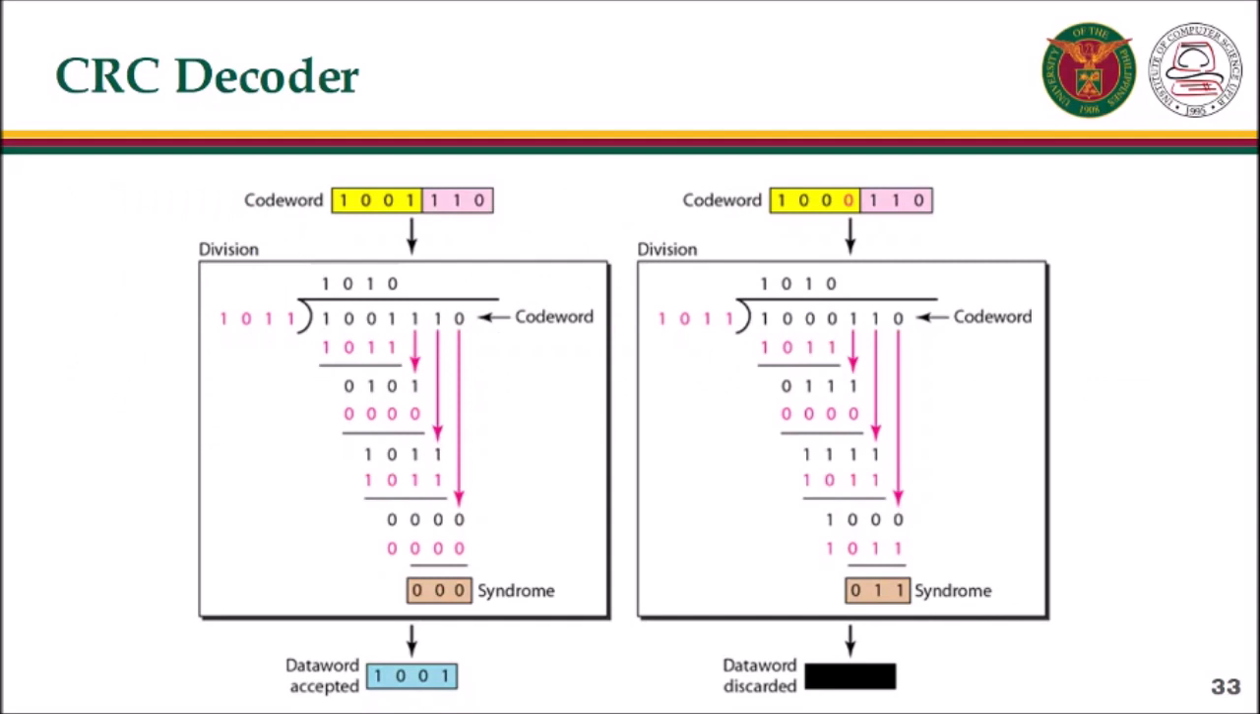The left figure shows the correct code word is received. Doing the same division process as the encoder, since the remainder or syndrome produced is 000, the k leftmost bits are accepted. The right figure shows a corrupted code word. The syndrome produced is 011, so the data word is discarded.